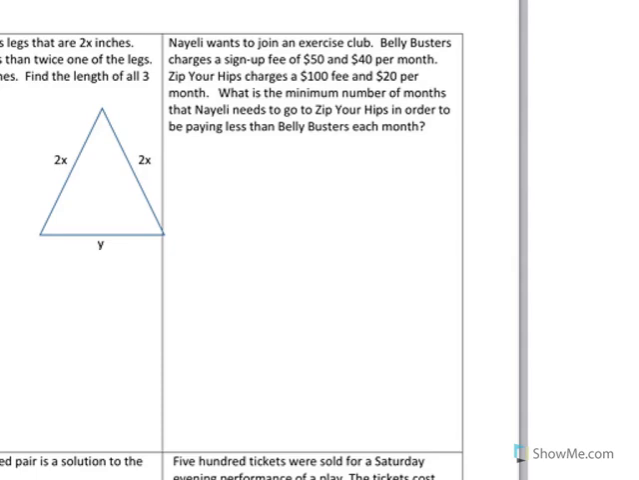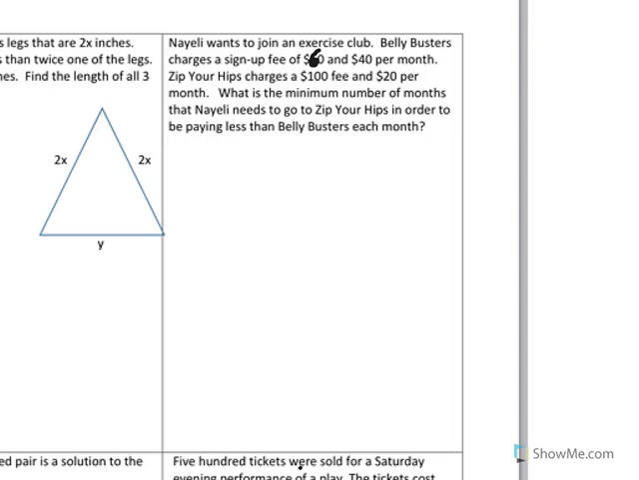So let's take a look here. It says Nayeli wants to join Exercise Club. Belly Busters charges a sign-up fee of $50 and $40 per month. Look, I'm going to change this to $60. It's going to make the problem work out better. Zip Your Hips is a $100 fee and $20 per month. What's the minimum number of months that Nayeli needs to go to Zip Your Hips in order to be paying less than Belly Busters each month?